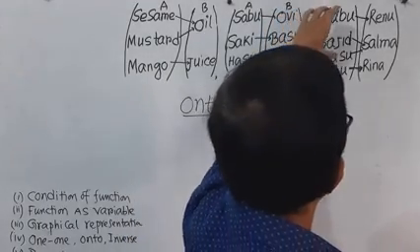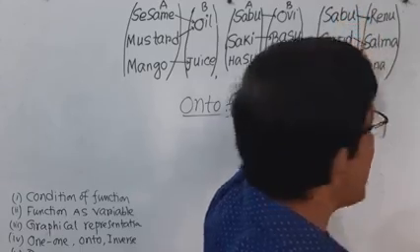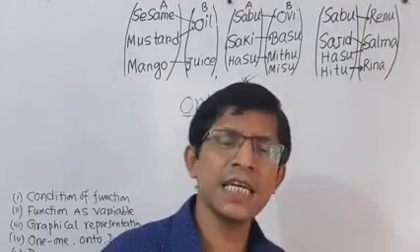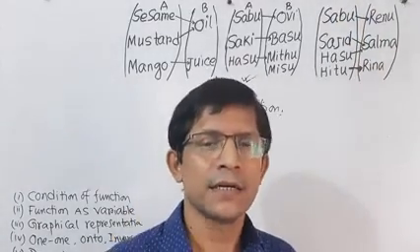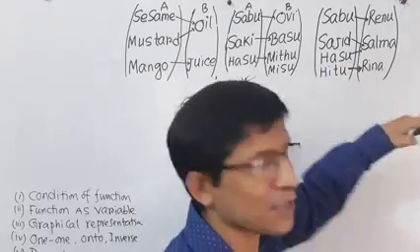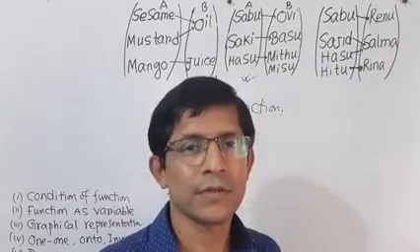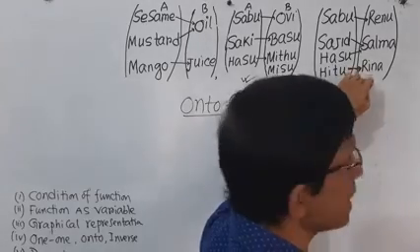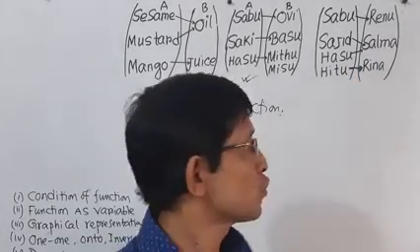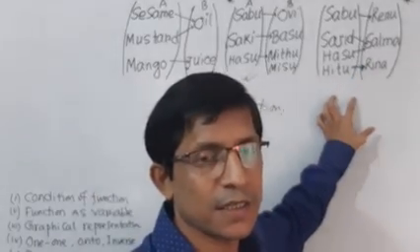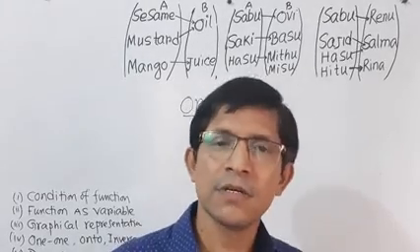Okay? So here Renu, Salma and Rina, these three persons are the range. Also these three persons are the codomain. So in this set, codomain and range are equal. So this is an onto function. This is an onto function.